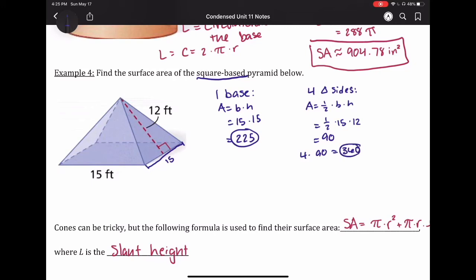Now I want to take my two areas and add them together. So surface area is equal to 225 plus 360. When I add those together, that gives me a grand total of the surface area of 585 square feet.